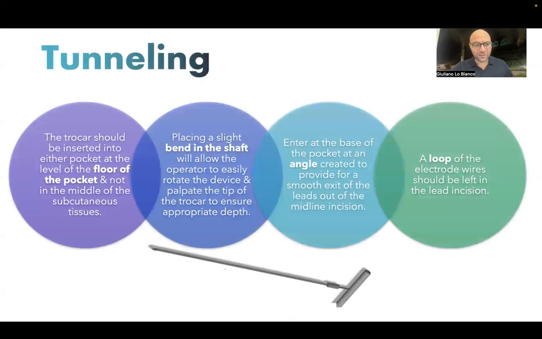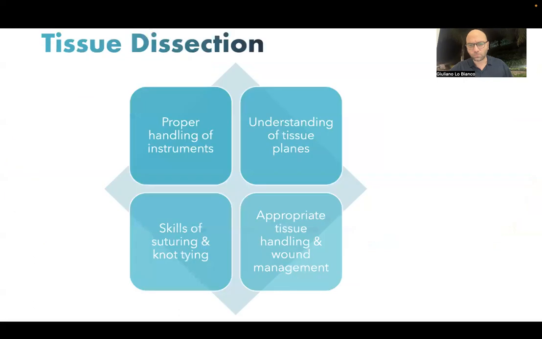And of course, the tunneling. So the trocar should be inserted into the pocket at the level of the floor of the pocket, not in the middle of the subcutaneous tissue. And also, a bend in the shaft will allow the operator to easily rotate the device and palpate the tip of the trocar to ensure the appropriate depth, create a smooth angle to the pocket for the lead, and also create a loop of the electrode into the midline incision where the lead is.